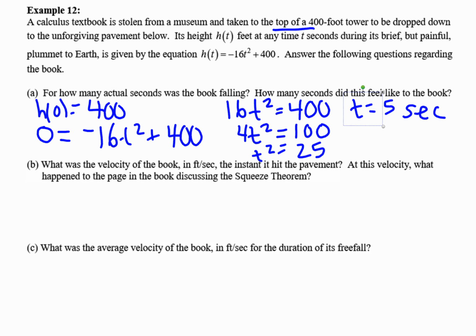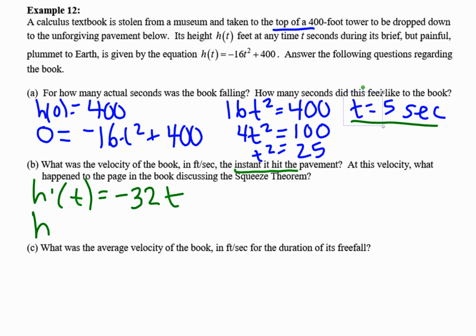For the next section, what was the velocity of the book the instant it hit the pavement? Now, we know that the instant it hit the pavement was at t equals 5 seconds. To find the velocity of the book, we need to find the derivative of our height. So we have negative 2 times 16. We get negative 32 t. Subtract 1 from the power, that would be 1. And 400 is a constant value.